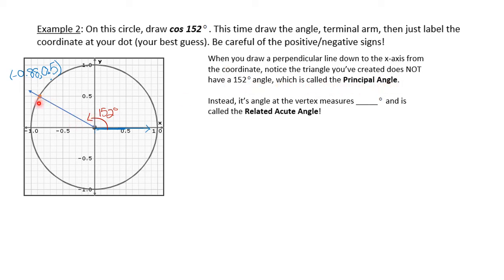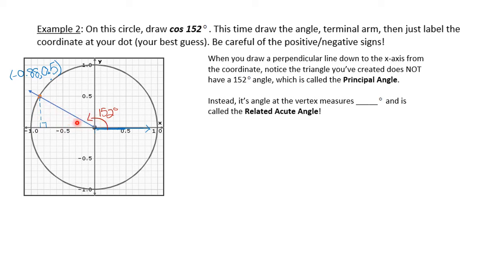But we're going to draw a vertical line down here to create a triangle, because we can't create a triangle on this side, as our terminal arm is in the second quadrant. We've got to draw a vertical line down here, and that's going to be our related acute angle. So we're actually going to get an acute triangle on this side right here. Let me switch to my pen. So I drew a vertical line down to the x-axis right here. There's a triangle that's acute.